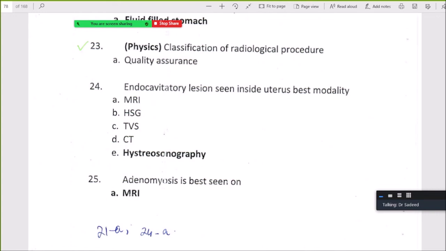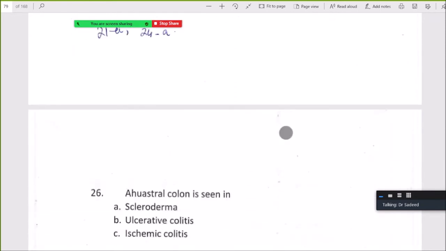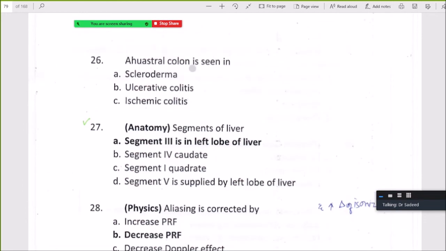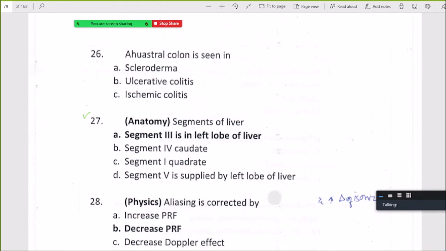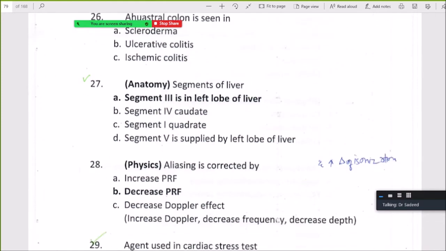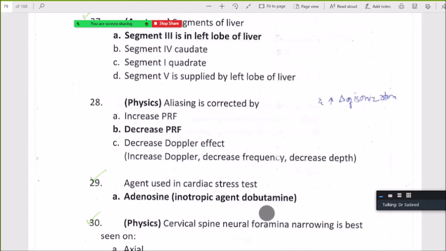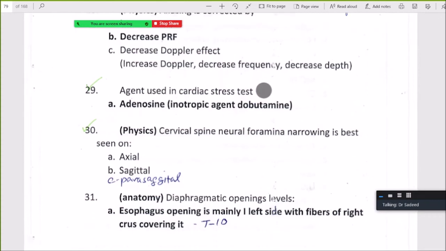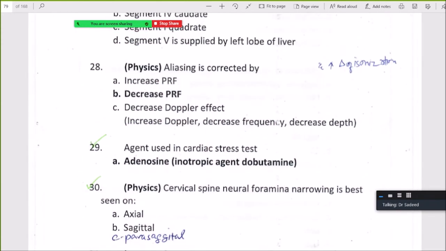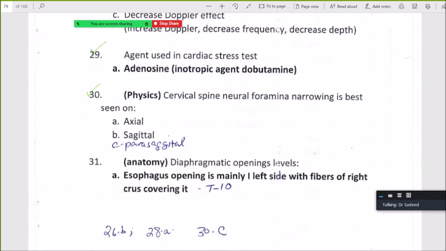24. Endocavity lesions seen in side walls, best modality, MRI. 25. Adenomyosis is best seen on MRI. 26. Aortic colon is seen in Crohn's colitis. 27. Segment of liver. Segment 3 is in the left lobe of liver. 28. Aliasing is corrected by increasing PRF and increasing angle of insonation. 29. Agent used in cardiac stress test, adenosine; inotropic agent is dobutamine.